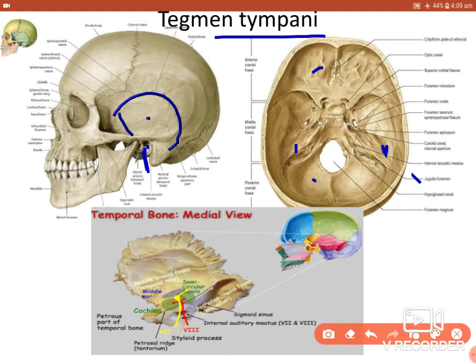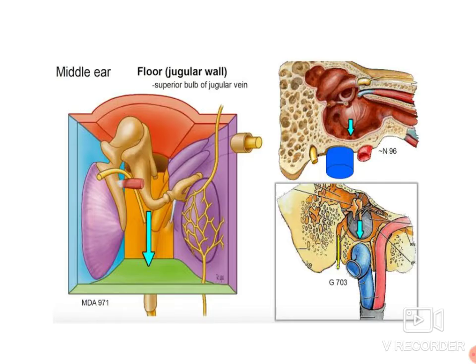Here you can see towards the medial surface there is an opening, this foramen. That is the internal acoustic meatus or the internal auditory meatus. This is the lateral view of the temporal bone. Here you can see this is the medial view of the temporal bone. This part is the petrous part, and there you can see the tegmen tympani. This is the internal auditory meatus, through which the facial nerve and the vestibulocochlear nerve along with the labyrinthine artery enter this ear. Okay, that's about this roof.